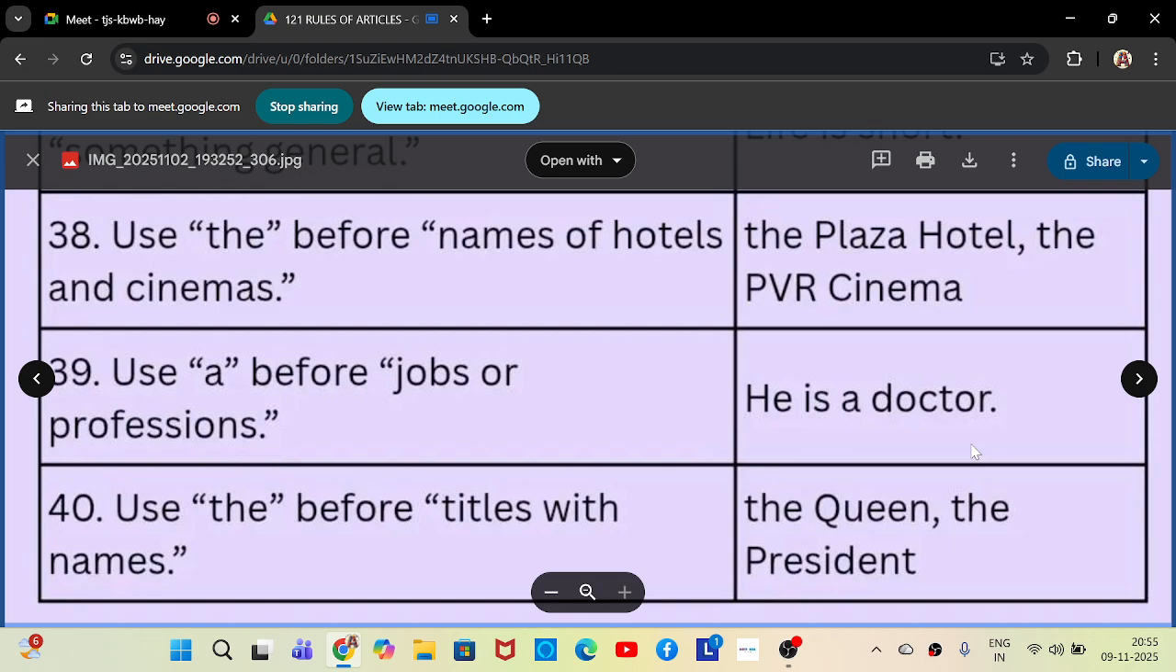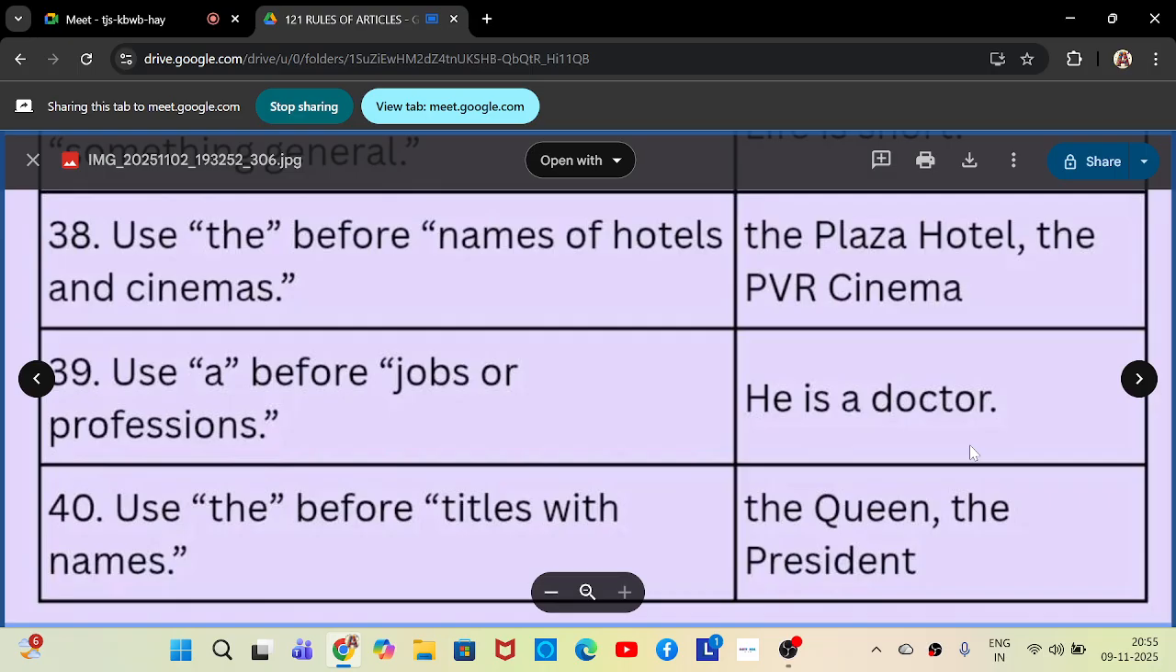Okay. Now the last use is use the before titles with names. Some people are given honors, some positions, titles. For example, the president, the prime minister, the chief minister, the king, the queen, etc. For these titles, you have to use the.